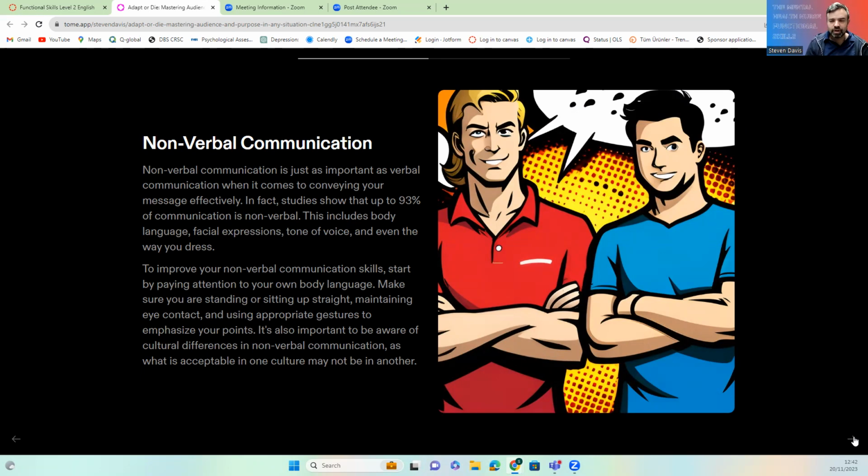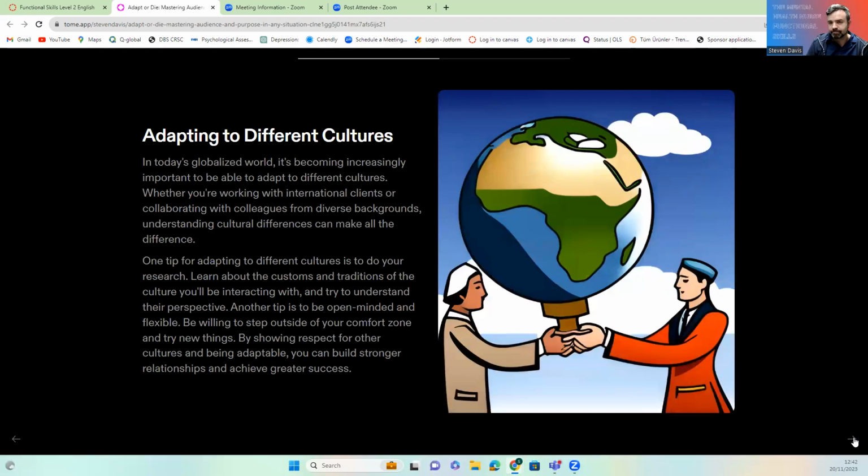To improve your non-verbal communication skills, start by paying attention to your own body language. Make sure you're standing or sitting up straight. Maintain good eye contact and appropriate gestures to emphasize those points. It's also important to be aware of cultural differences in nonverbal communication, as what is accepted in one culture may not be in another. So adapting to different cultures, we spoke about this in sessions 8 and 9.